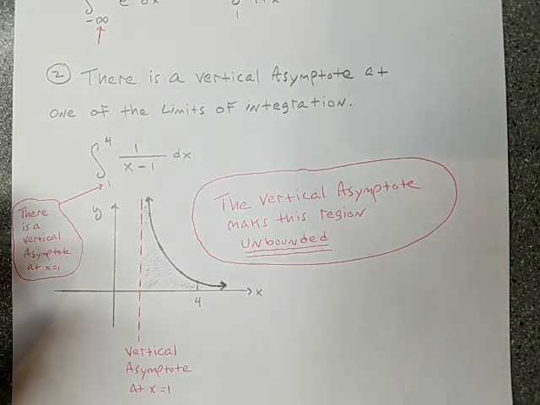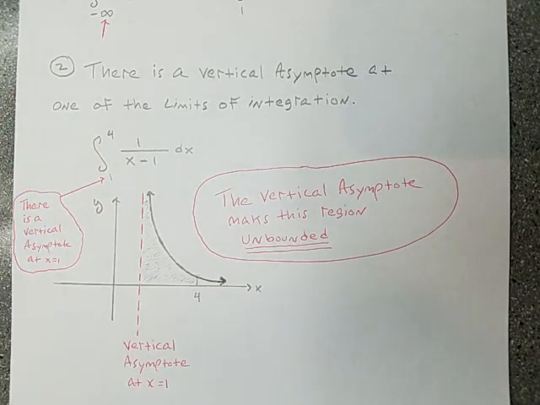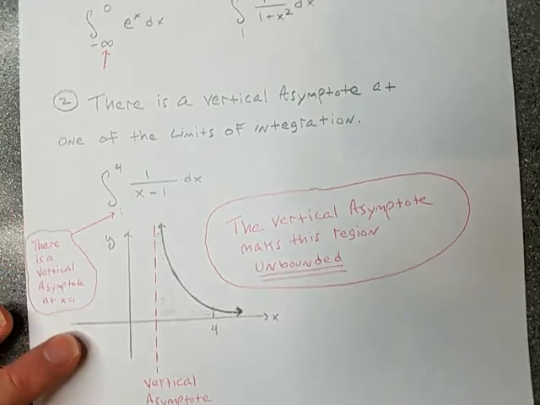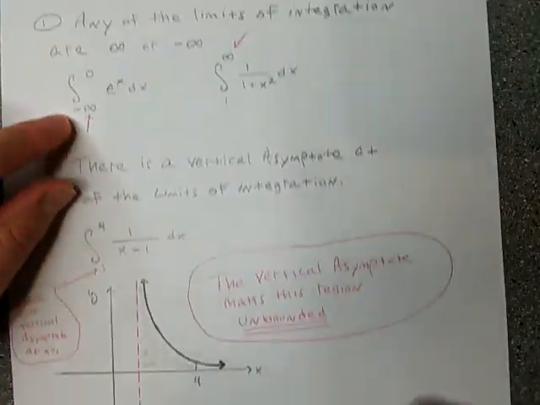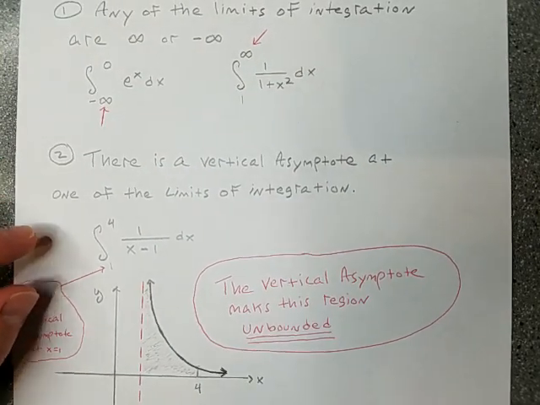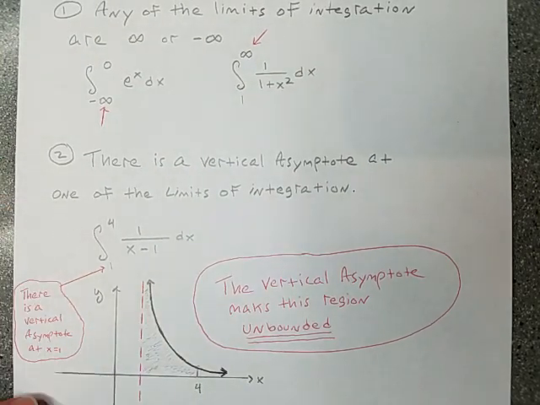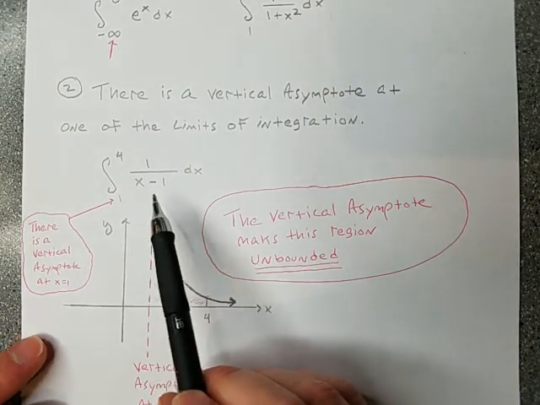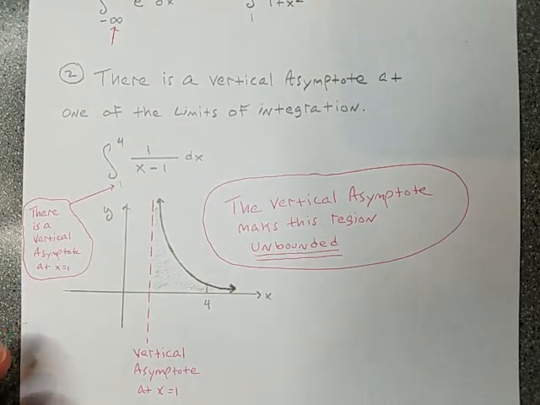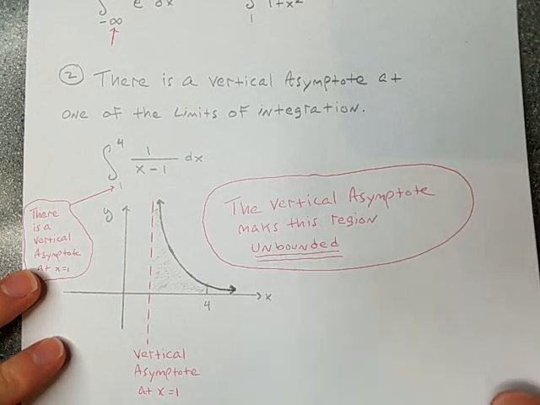So that's what makes improper integrals. Either we'll just directly have infinity as one of our limits of integration, or one of the limits of integration corresponds to a vertical asymptote on the graph of that function, whatever it may be. So now that's how you recognize them when you see them.